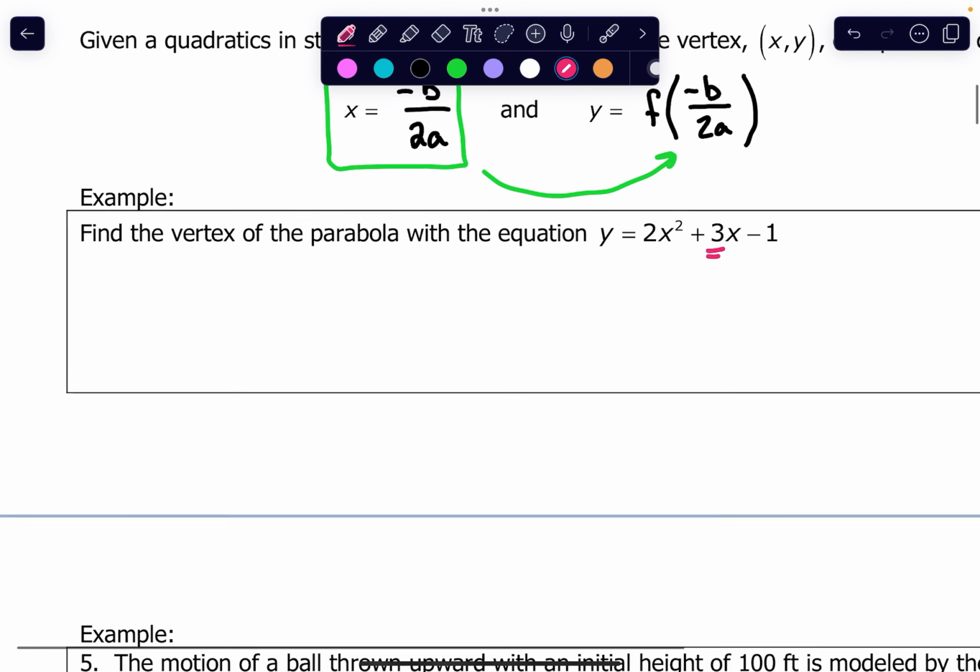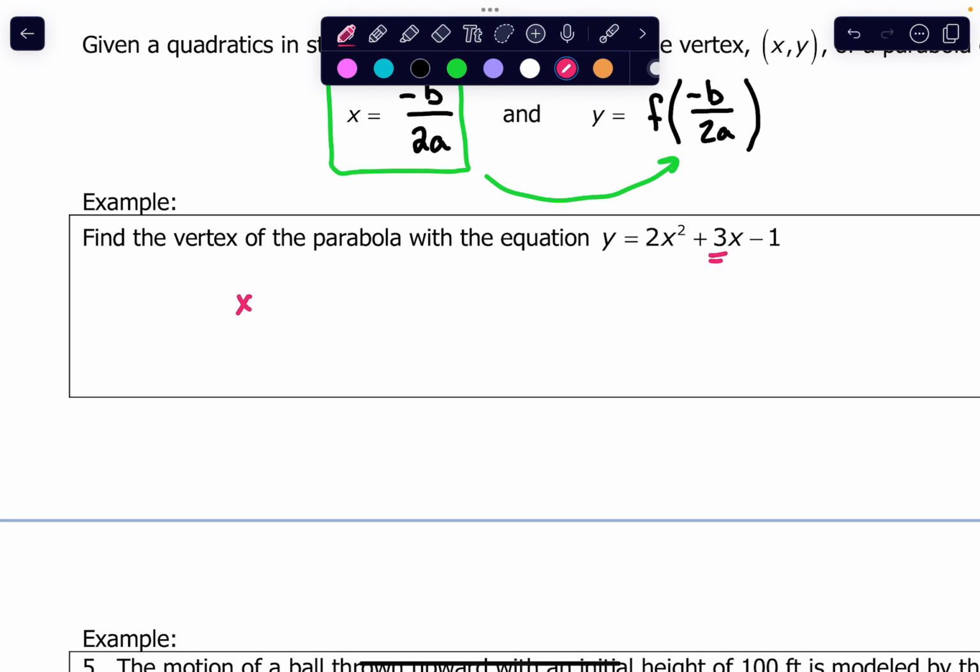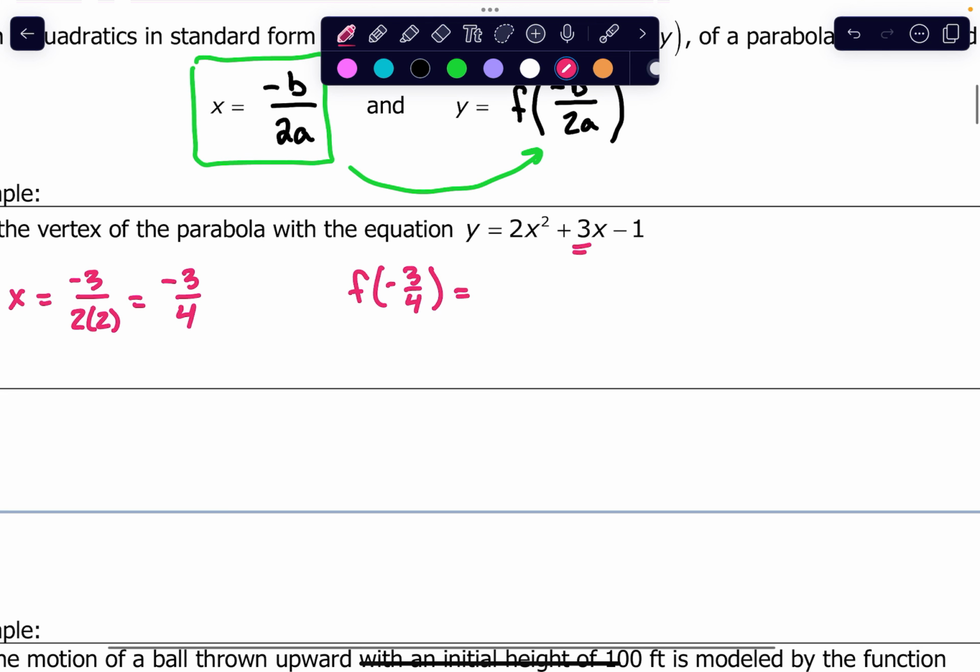So let's consider our formula. I'm going to take the opposite of b, so that is -3, and I'm going to divide by 2a, which simplifies to -3/4. Now I'm going to evaluate this function when x is equal to -3/4. I'm going to use function notation here. You could use y, but it's good to communicate to a reader what you're doing.